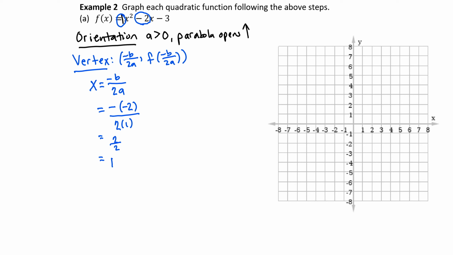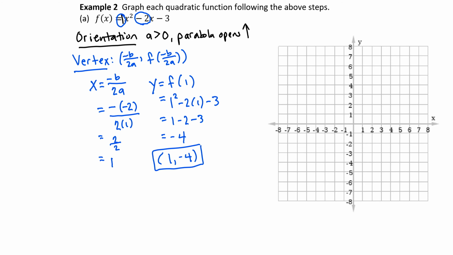Now, to find the other half of our coordinate pair, we're going to calculate f of negative b over 2a. So the x value that I just found, I'm going to filter right back through the function, and that's going to spit out the corresponding y value. So I'm just plugging 1 into this function by replacing all the x's with 1. Then we can calculate. Looks like we would obtain negative 4. So the ordered pair for our vertex is 1, negative 4.